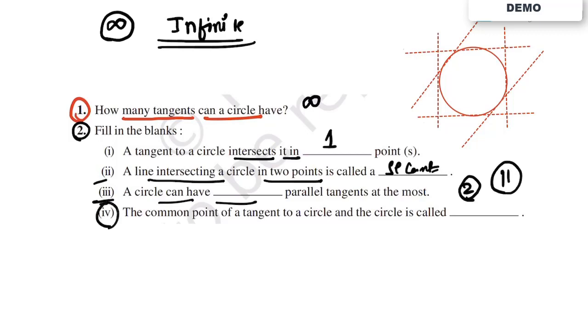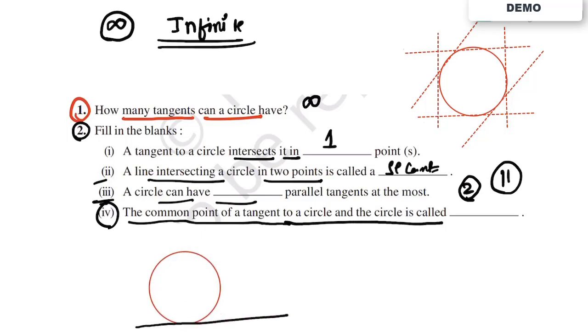Next comes the 4th question. It is asking, the common point of a tangent to a circle and the circle. It is asking basically about this thing. It is a circle, suppose this is your tangent, so it is asking what do you say about the point P, what is it called? So you say it is a point of contact. So students, if you have any difficulty in any of these questions, you could rewind the video and see again.